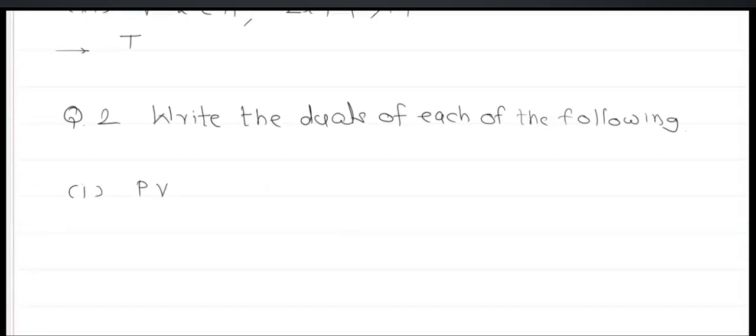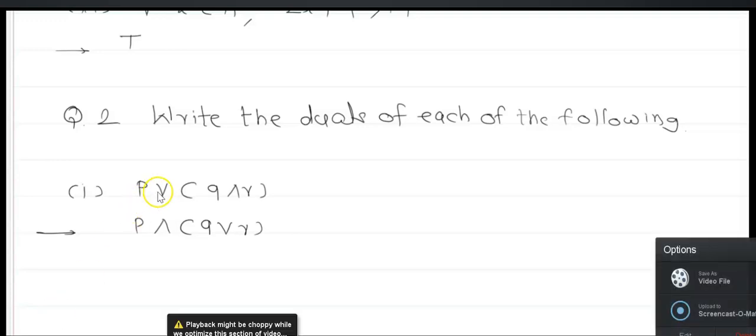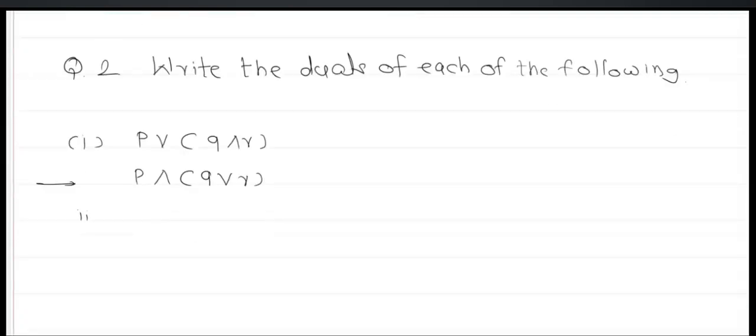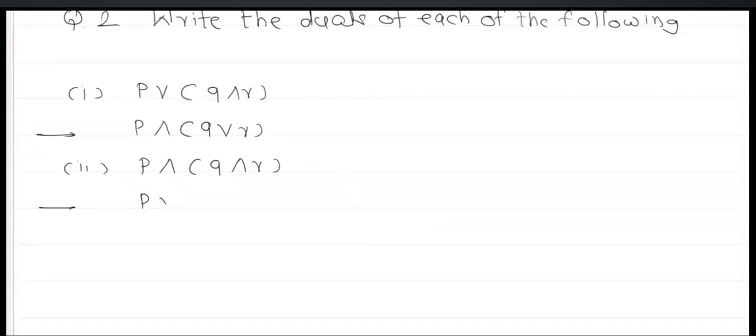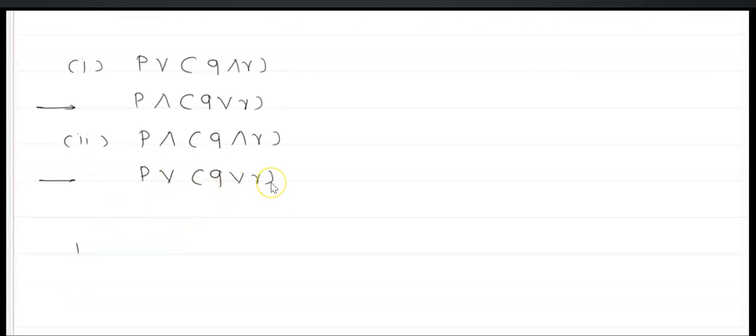The first is, we have seen that and is replaced by or, or is replaced by and, T is replaced by C and C is replaced by T. Very simple dual. This is the dual. This or and or. This is P and Q in bracket, Q and R. These both are and, and they are replaced by or.